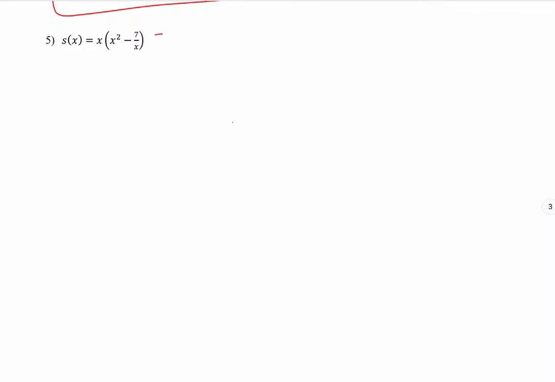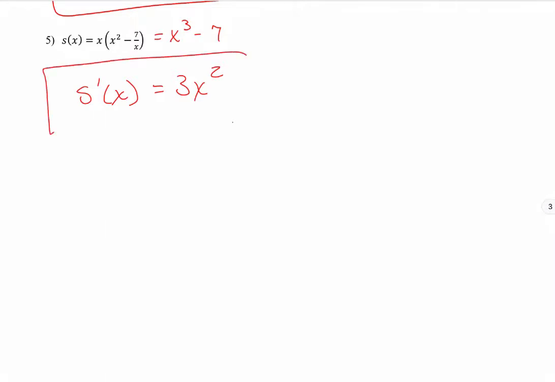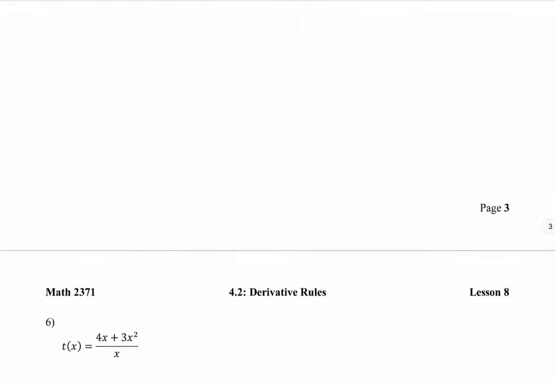Here you need to distribute your x through the parentheses. So this is x cubed minus 7. So now s prime of x is 3x squared, and the derivative of 7 is 0. Because the derivative of a constant is 0, or I could say that's 7 to the 0, so pull down the 7, pull down the 0, and that's it. All right.